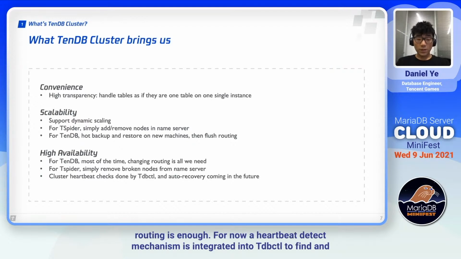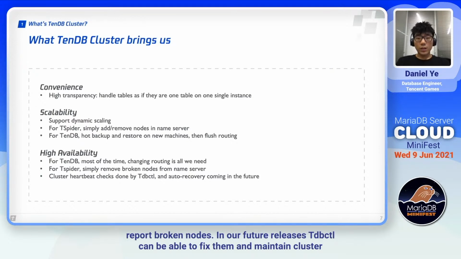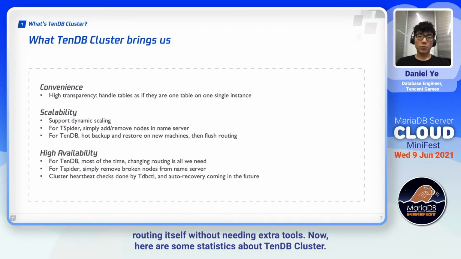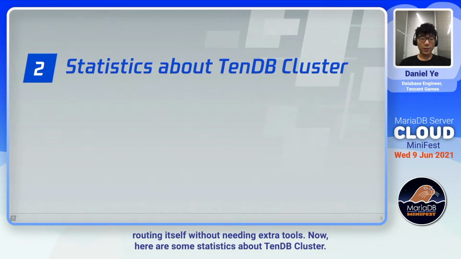For now, a heartbeat detect mechanism is integrated into TDB control to find and report broken nodes. In future releases, TDB control will be able to fix them and maintain cluster routing itself without needs for extra tools. Now, here are some statistics about TenDB cluster.